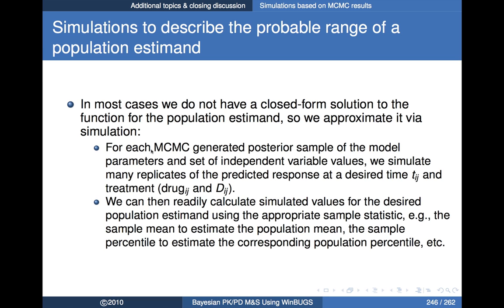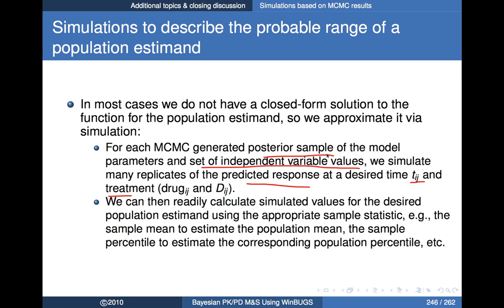So here we go. For each MCMC generated posterior sample of our model parameters, as well as each set of independent variable values like dose, time, and drug, we're going to simulate several replicates of our predicted response at our corresponding time and treatment then.